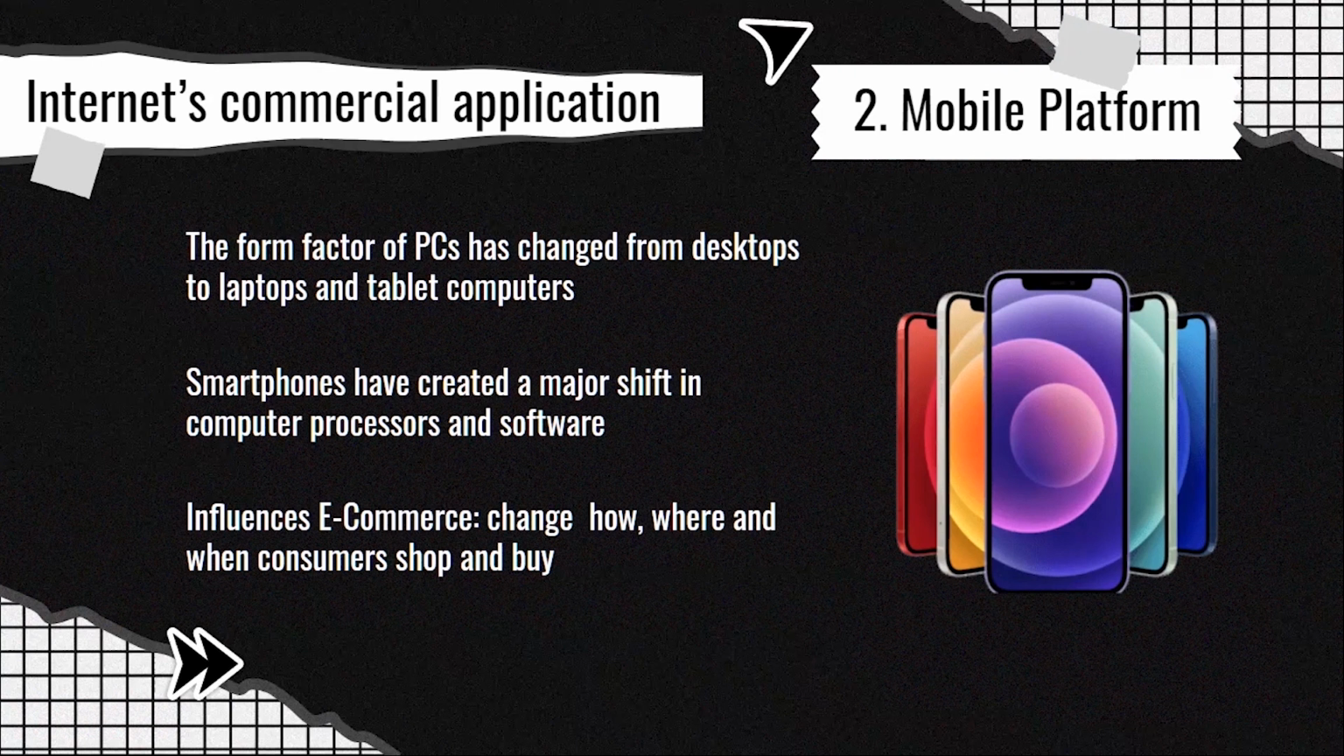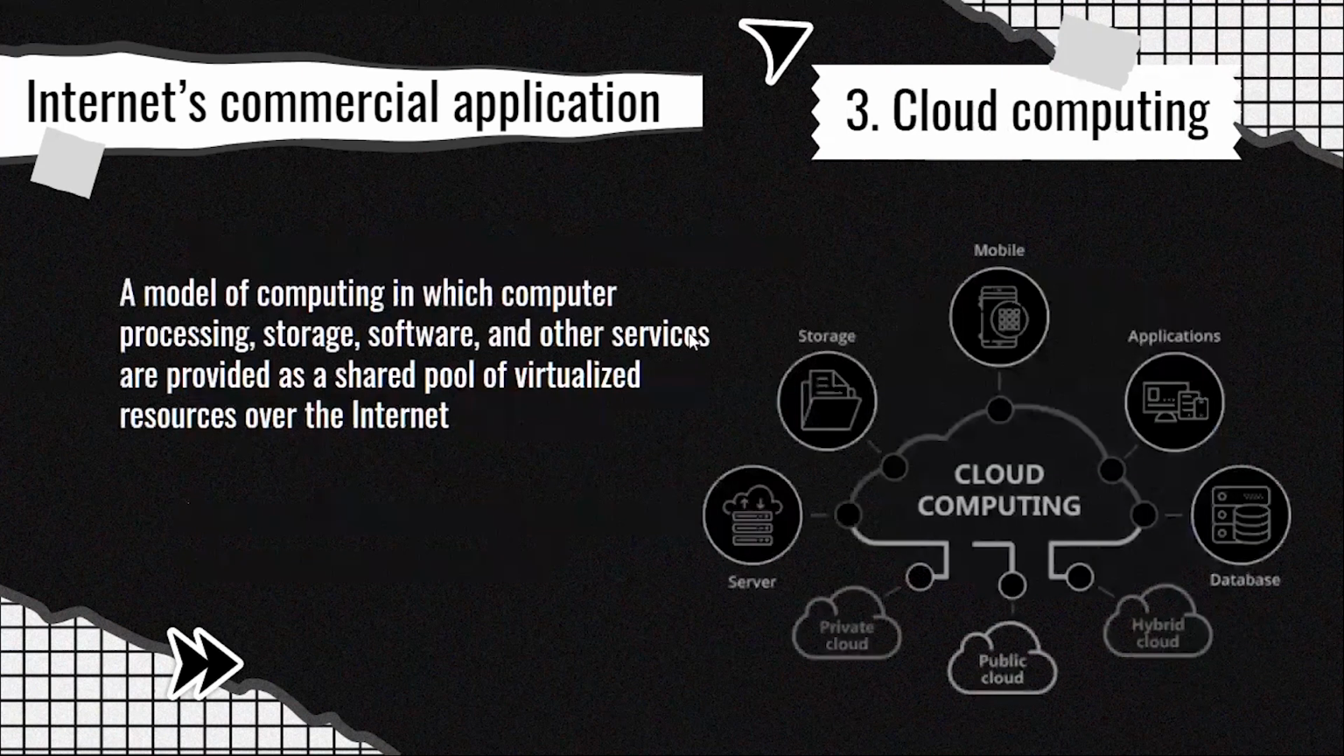Smartphones, in particular, have created a major shift in computer processors and software that has disrupted the dual monopolies long established by Intel and Microsoft, whose chips, operating systems, and software applications began dominating the PC market in the 80s. The mobile platform has profound implications for e-commerce because it influences how, where, and when consumers shop and buy, which leads us to the next innovation, cloud computing.